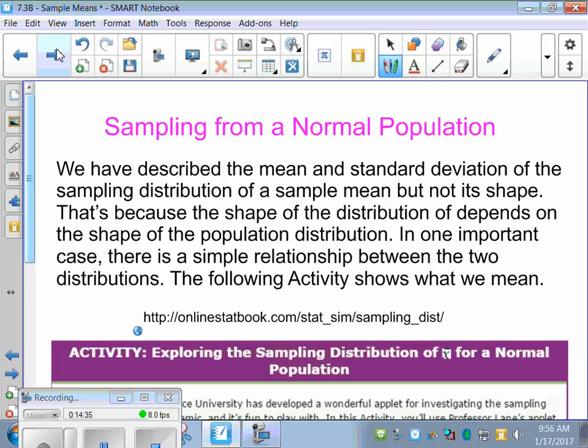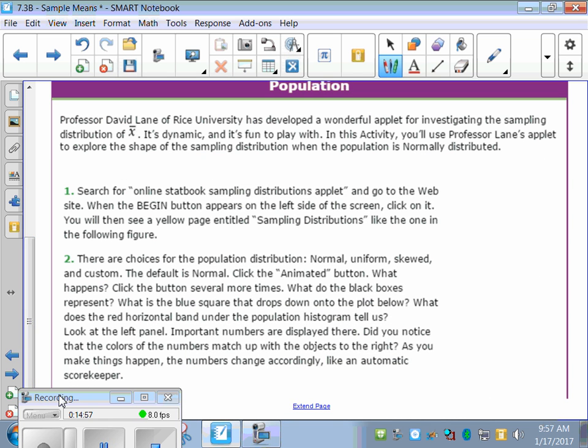All right, sampling from a normal population. We have described the mean and standard deviation of the sampling distribution of a sample mean, but not its shape. That's because the shape of the distribution depends on the shape of the population. In one important case, there is a simple relationship between the two distributions. So we want to look at some of this stuff.